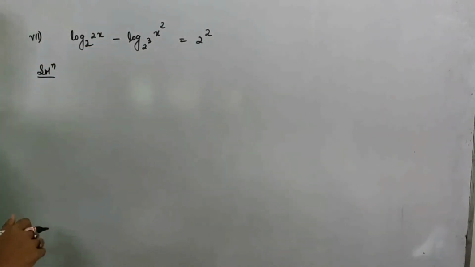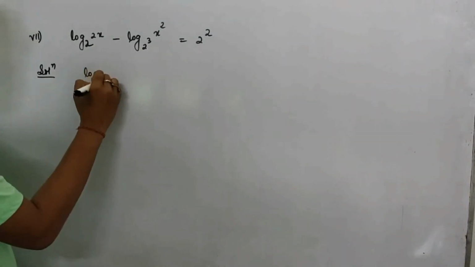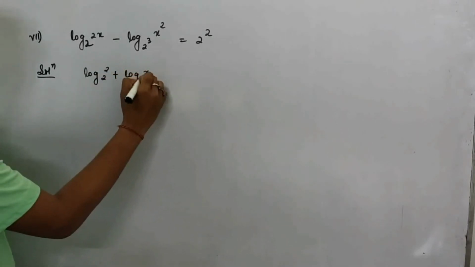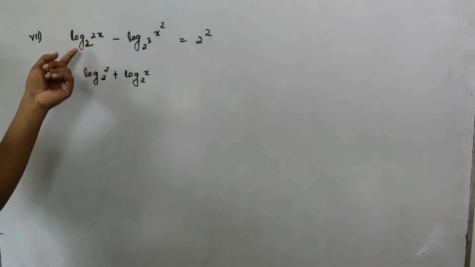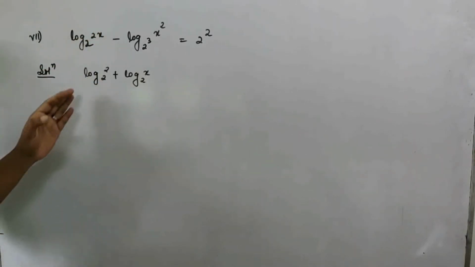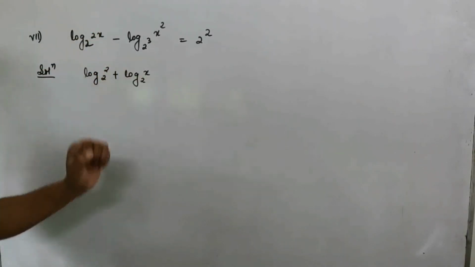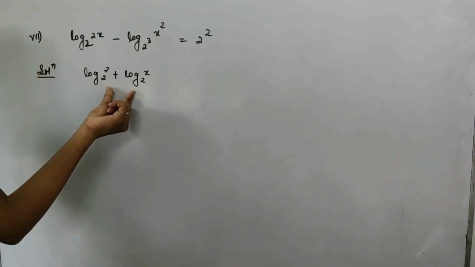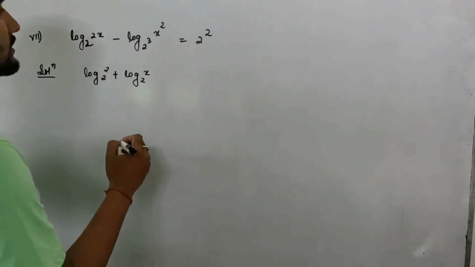See this over here, if I apply the product formula, I can write log of 2 base 2 plus log of x to the base 2. Product law, since there is a product, 2 into x. So 2, then plus again log of x, base is 2. Product formula I have applied. Then minus.